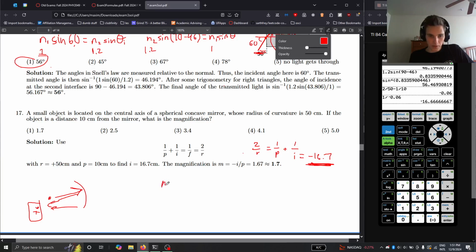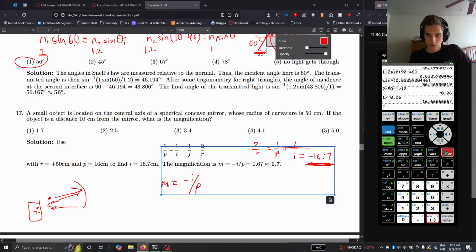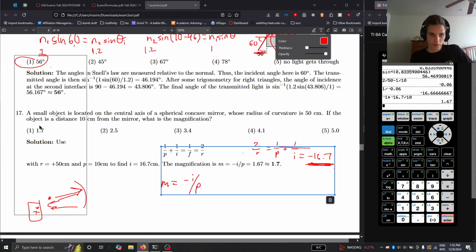If we then look at the formula for magnification, it's negative I over P. So negative 1 times I, which we know is negative 16.7. Well, it's not actually. And then P is that. We get that 1.7.